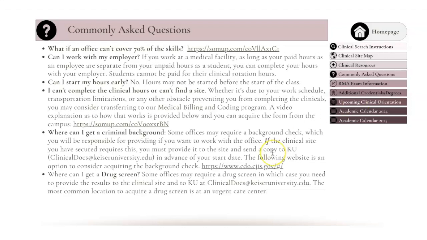But then we also have some information on this page for later on, like your RMA exam information, additional credentials to consider. So lots of great resources to check out. But I hope you found this video helpful in getting started with your clinical search. If you have any questions, please reach out to your clinical advisor if you know who that is, or you can reach out to the MA department at 1-888-4-KAISER.